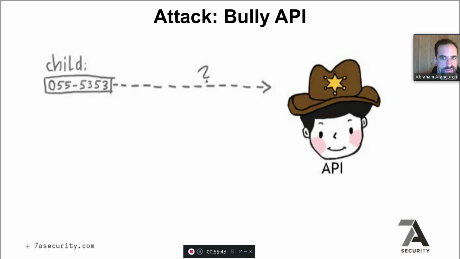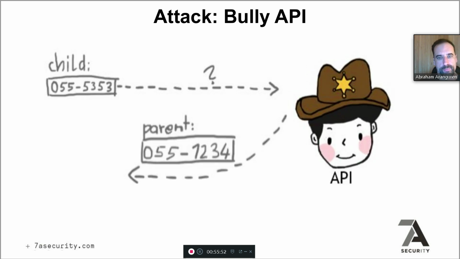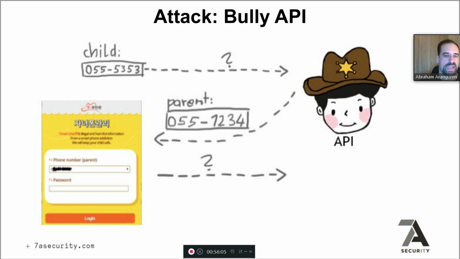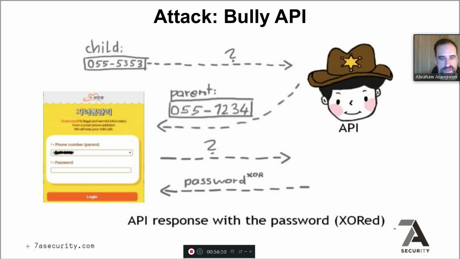So basically, if you know the phone number of a child, you would ask Smart Sheriff, I have the phone number of the child I want to mess with. Then the API will tell you, okay, this is the parent phone number. With this, you can already do some damage, some prank calls, and so on. But as a bully, you also want the password, right? Because to log in, you needed the parent phone number, but also the password. So you would politely ask Smart Sheriff, because you should always ask questions in life: come on, Smart Sheriff, give me the password. And the API gives you the password with the XOR encryption that we saw before. So you get the API response with the password XORed, and you can basically log in as the parent of any child in the classroom.